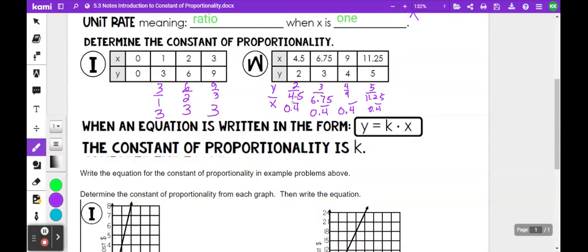Remember that the 0.4 with the bar means that it's repeating, and you would just round that to 0.4. Now we're going to talk about the equation. So we talked about table, we're going to talk about equation.